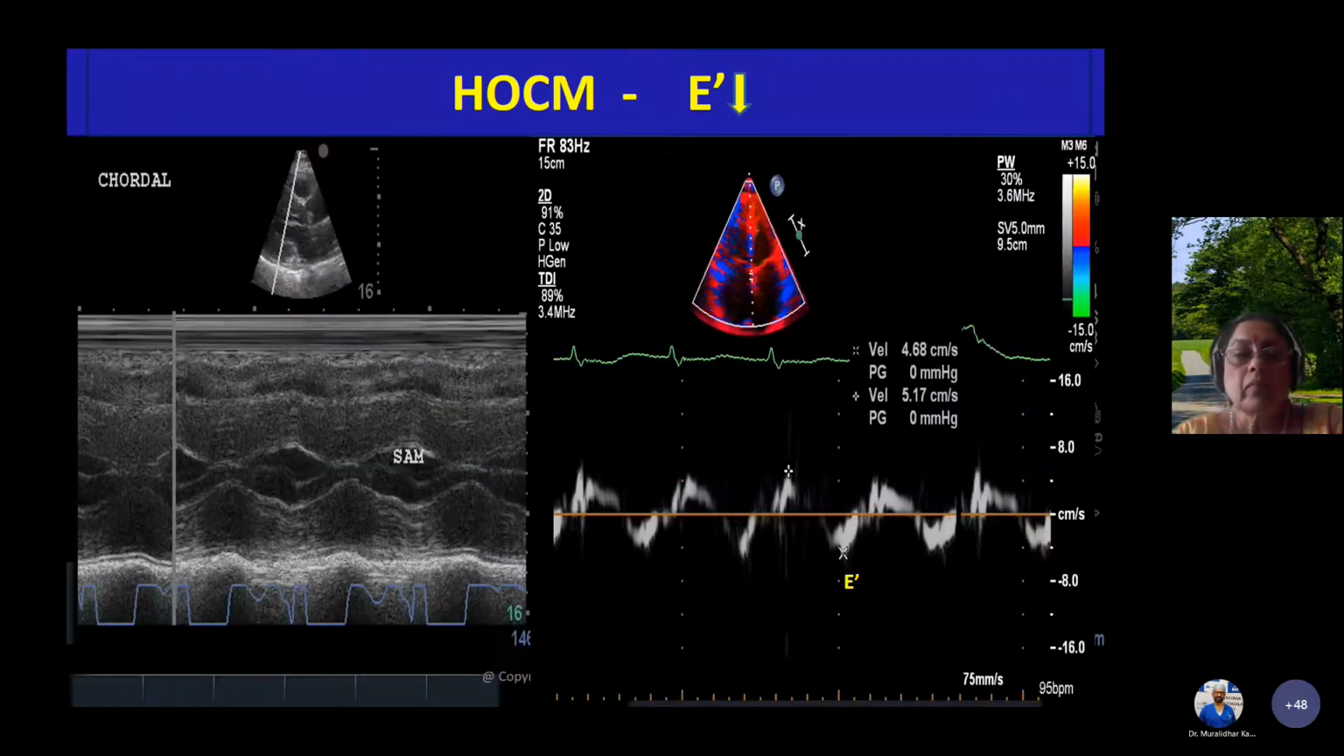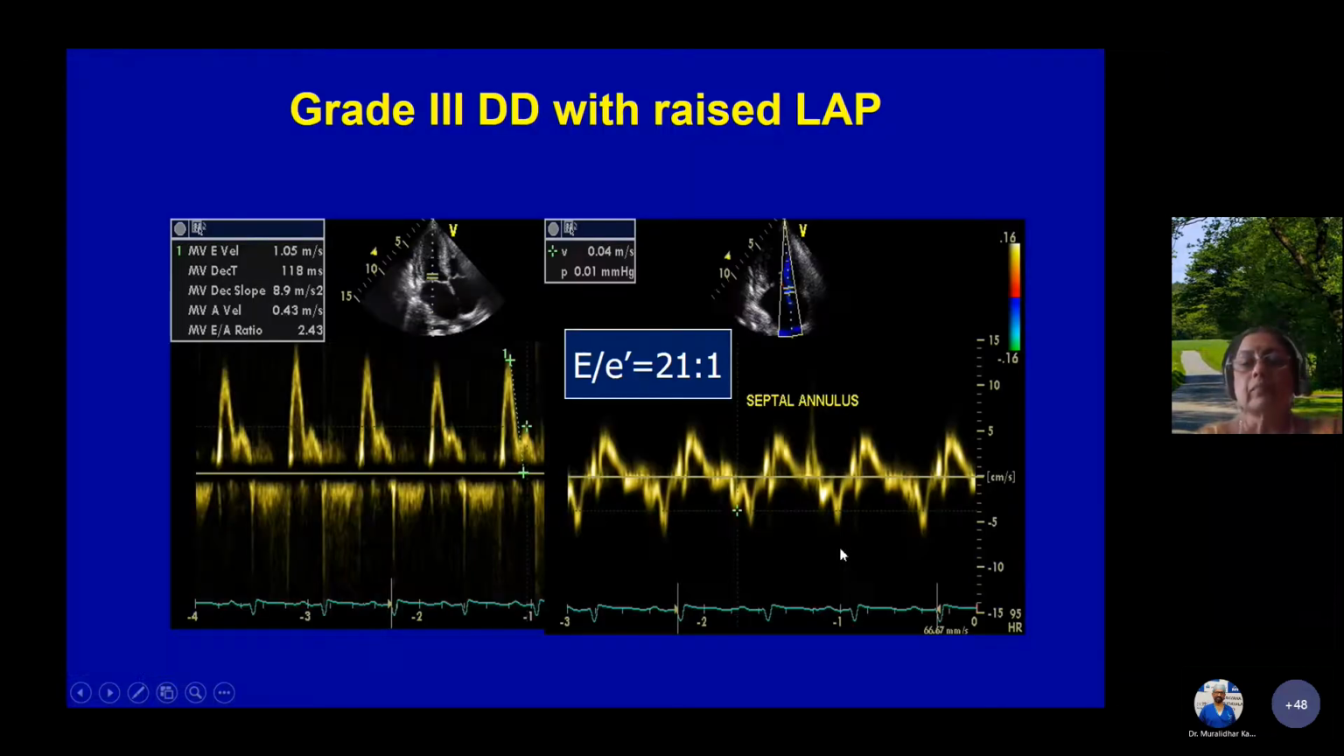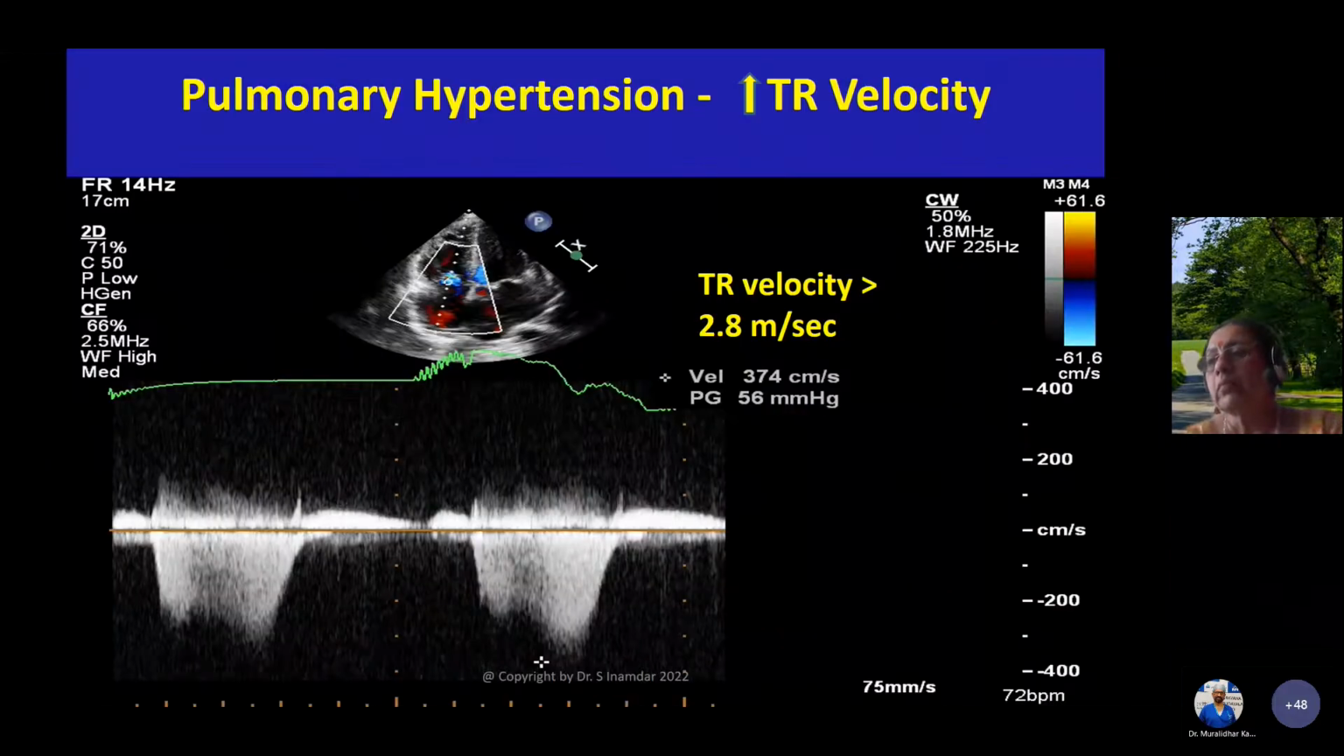Another case with tremendously reduced E prime. Another case with the same finding. And this is where TR velocity is shown, and it is certainly more than 2.8 to label it as a diastolic dysfunction with raised LAP.